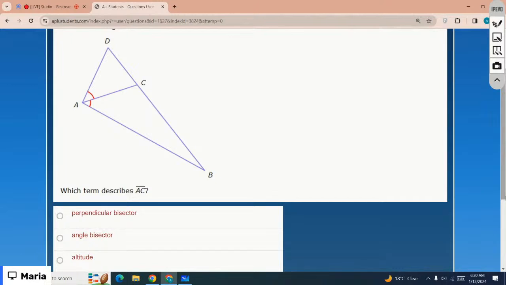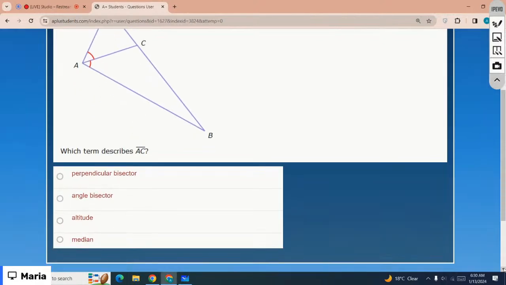So AC is not the perpendicular bisector, right? Because it is not making the right angle. You are not given a right angle on AC, right? So neither is it a perpendicular bisector, nor is it an altitude. Also, that is not a median. A median divides the line segment into two equal parts. That is just the angle bisector. The correct option is angle bisector.